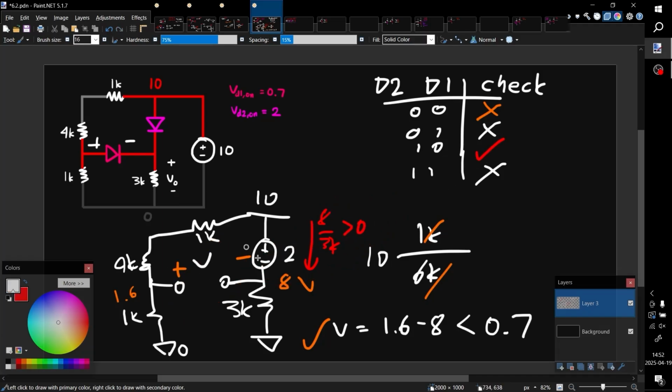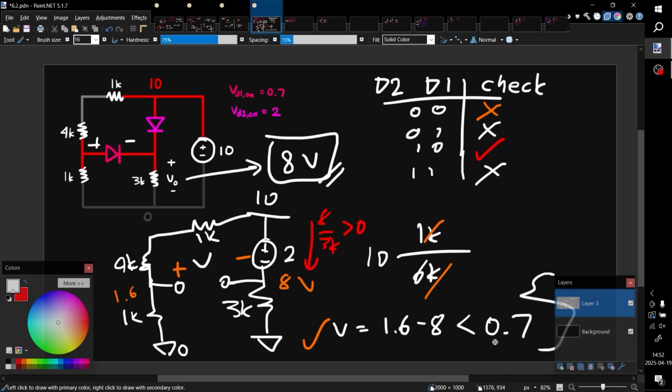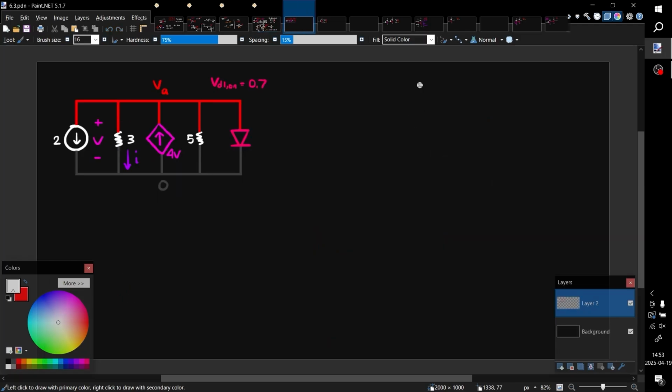What does this imply? Since this 3K holds our output voltage and we know that this is 8 volts, this is 8 volts. This is our answer. Make sure to leave your verifications here. The partial points are larger when you provide your justifications on your states.